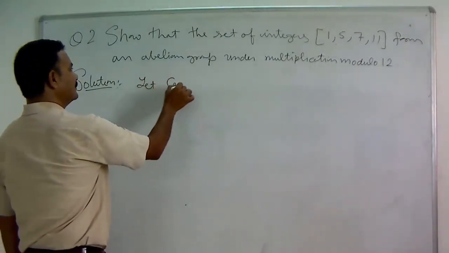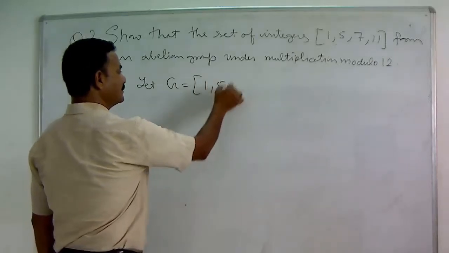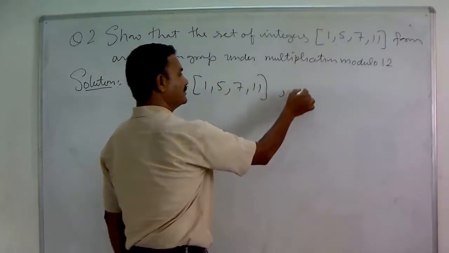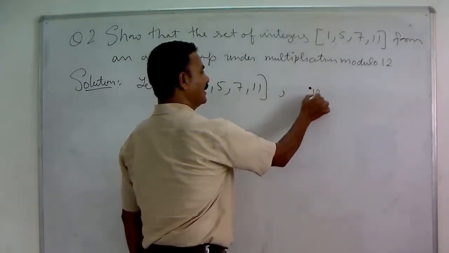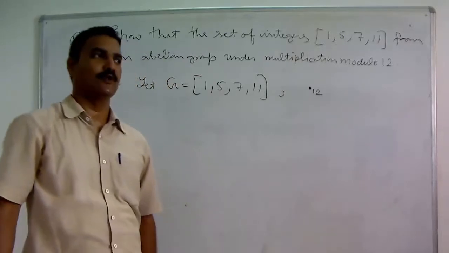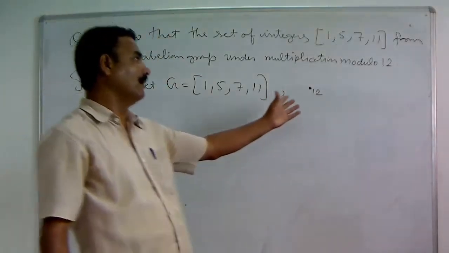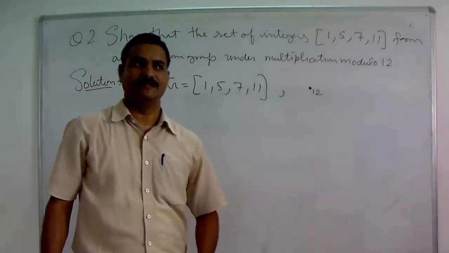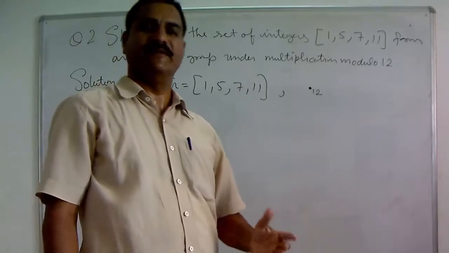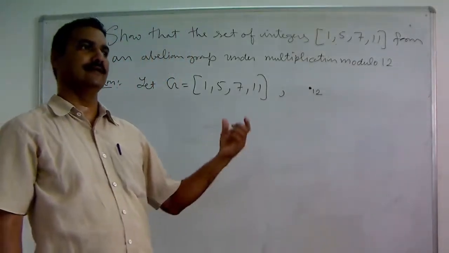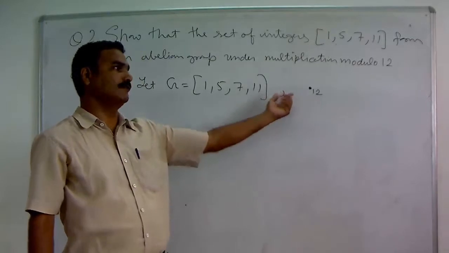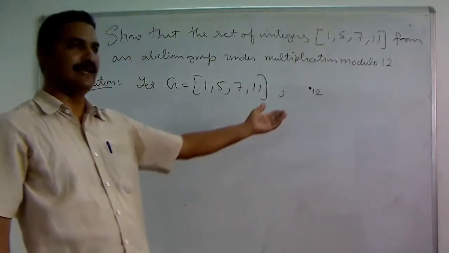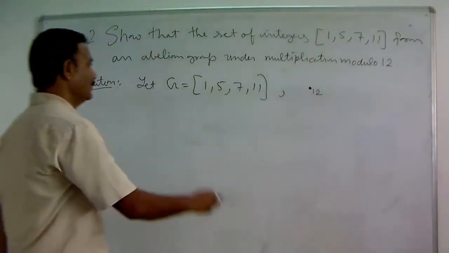Let set G contains 4 integers according to question 1, 5, 7 and 11. Here our operation is multiplication modulo 12. This multiplication modulo 12 is slightly different from your ordinary multiplication. In this case, whenever product of two elements is greater than 12, then we divide that number with 12 and write the remainder values. And whenever the product of the two elements is less than 12, then we write just the ordinary multiplicative value, whatever we get.